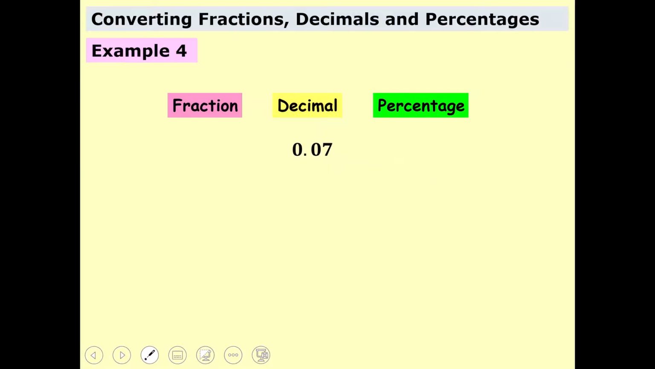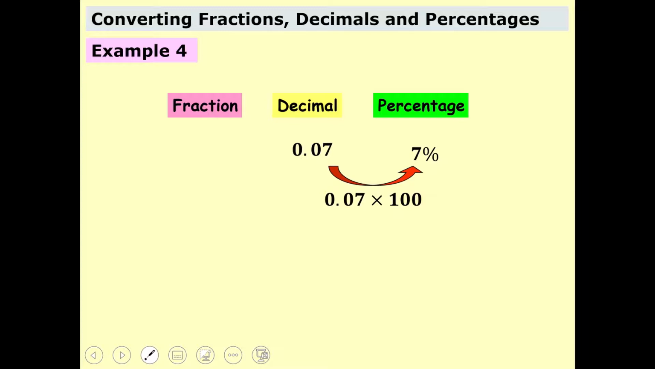Okay. Let's look at some examples where we're not starting with a fraction. This time we're going to start with a decimal. We need to think about what steps we need to take to convert it into a percentage and also into a fraction. So we know how to go from a decimal to a percentage, so let's start with that one. To go from a decimal to a percentage, we're going to multiply by 100 to get 7%.